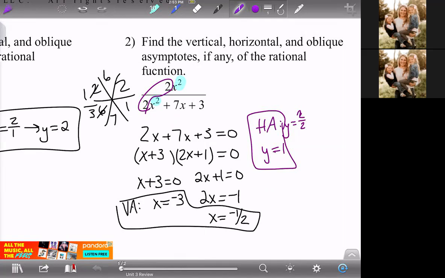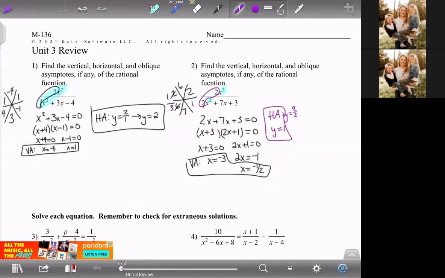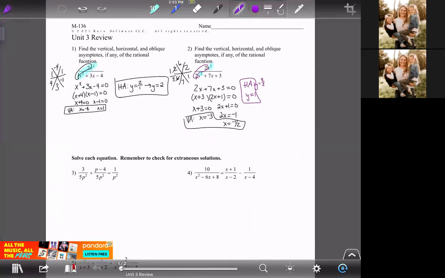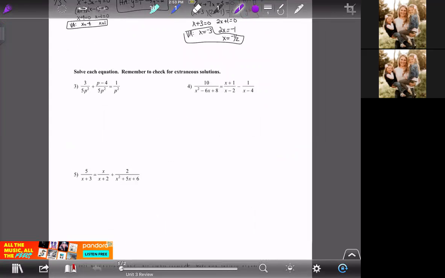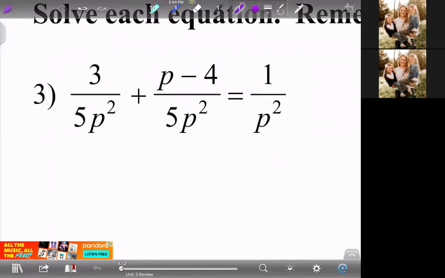So that's the quick review from day 11, I believe. These aren't really in the order that we did them in class, but they're all things we covered in this unit. Questions 3, 4, and 5, we're going to solve these rational equations. When we solve these rational equations, we always want to remember to check for extraneous solutions anytime we get more than one answer. So for this first question here, question number 3, we're going to look at all the denominators and decide what the least common denominator is.